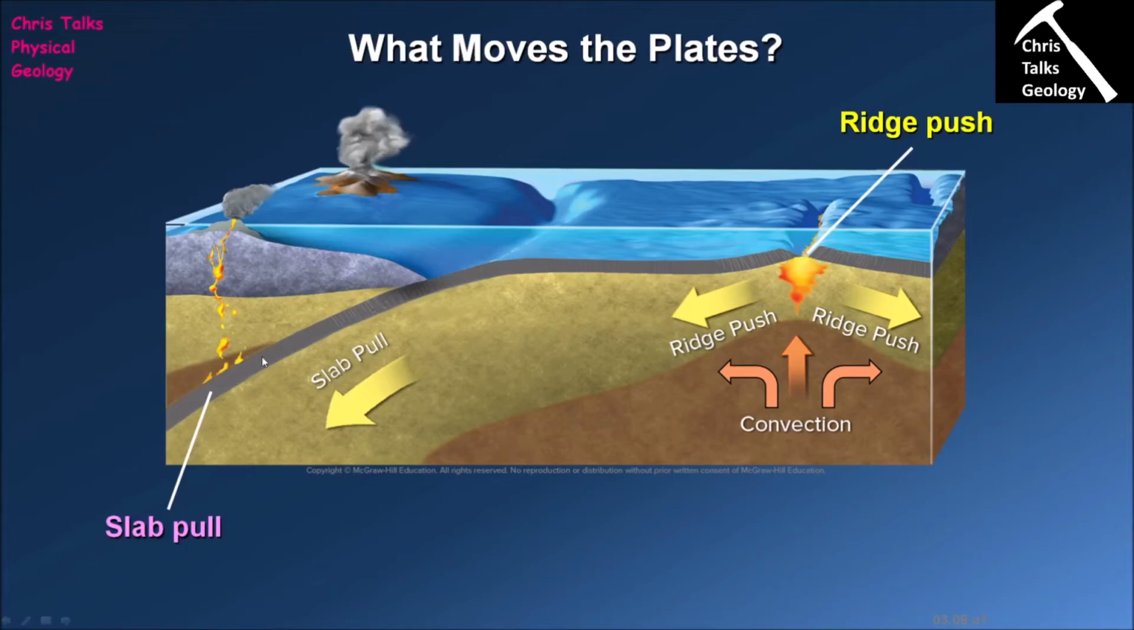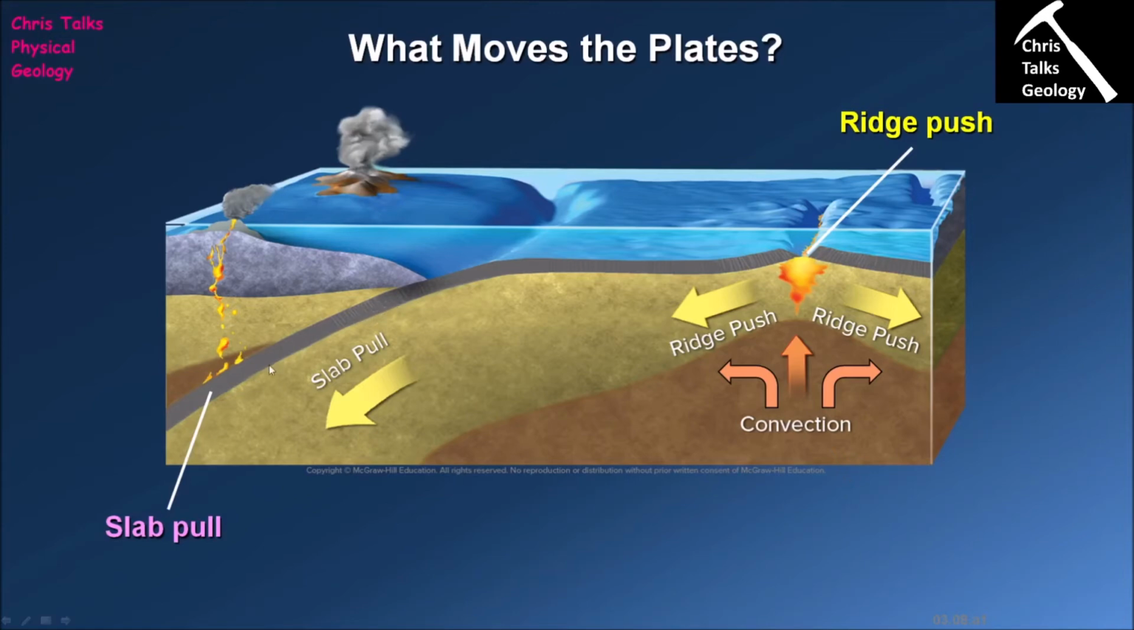The other force is slab pull, and this is when we have a piece of oceanic crust being subducted down into the mantle. So what we have is a situation where we have a very heavy, dense piece of oceanic crust dropping down into the mantle.